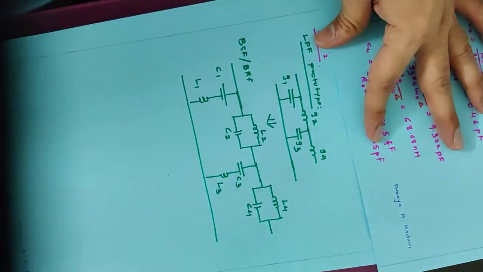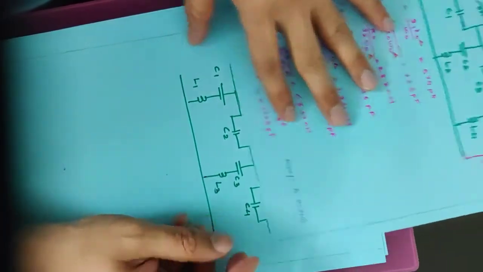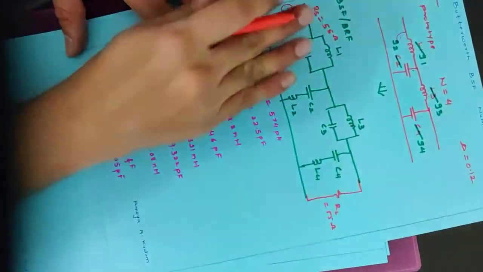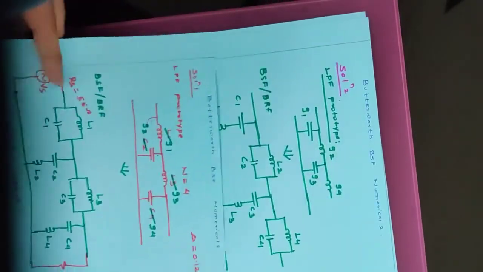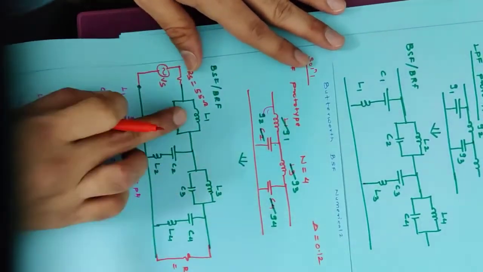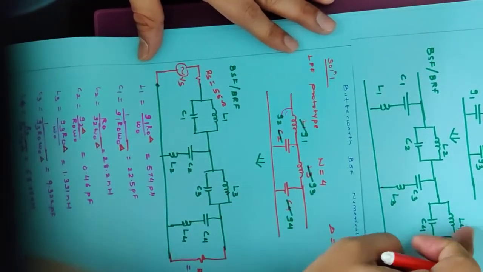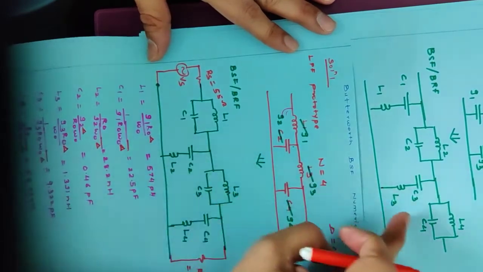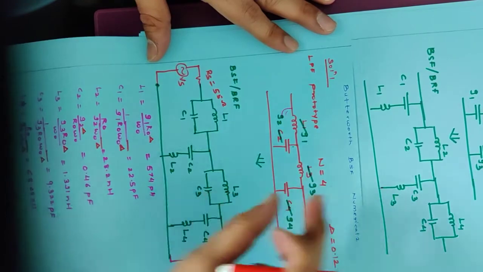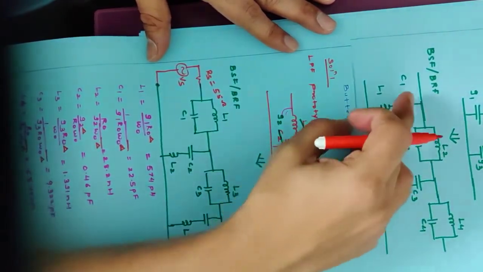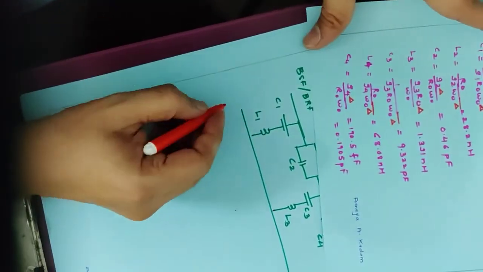Now these values we can easily write down by observing solution 1. So if you flip this network, L1 and C1 is nothing but L4 and C4 over here. C2 and L2 will be C3 and L3 over here. L3 and C3 in solution 1 will be L2 and C2, and C4 and L4 will become L1 and C1 over here. So I will directly note down the values.